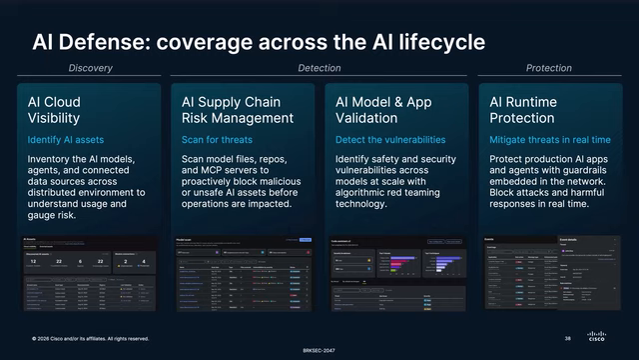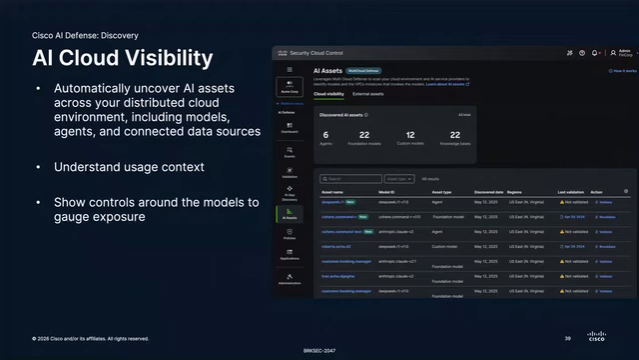And then once we have a good validation test of those models and agents, we then take that protection, those policies, into runtime. So as that agent and application is moved into a production environment, we have policies that wrap around that so that they're protected during that runtime. A little bit better view on the cloud visibility.